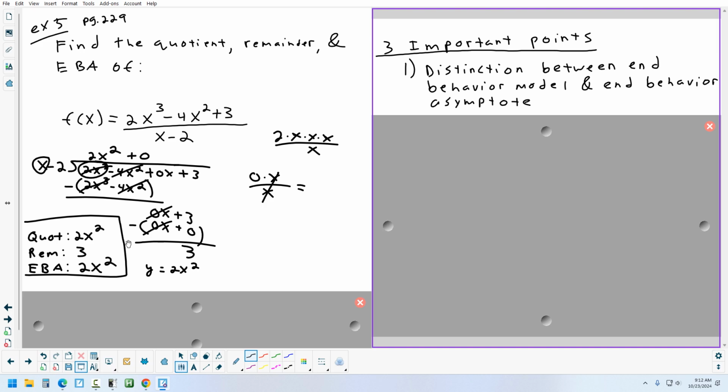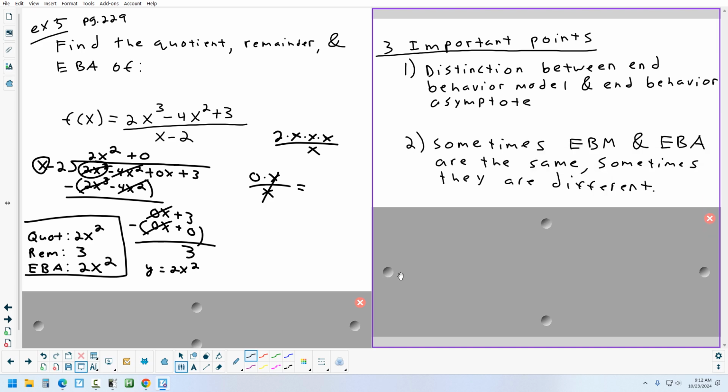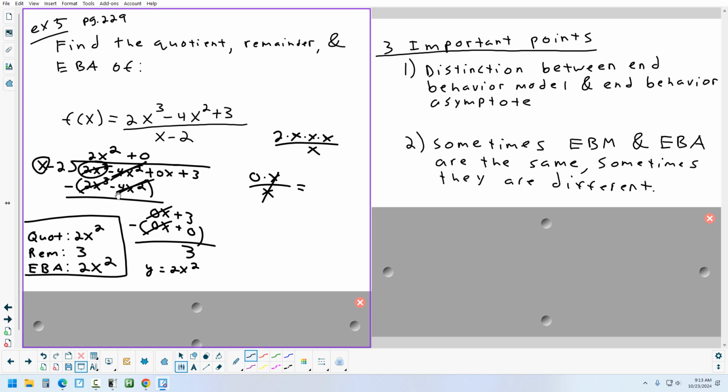EBA, that's the long one. Okay. So for EBA, you need to do long division. Sometimes the EBM and the EBA could come out the same. Sometimes they could come out different. It depends on the problem. In this one, the EBM and the EBA would be the same. And the only reason that happened is because we had something extra canceling out here. If that had not canceled out in this step right here, then the EBA would have been different than the EBM. I would say most of the time it is more common for them to be different than to be the same.